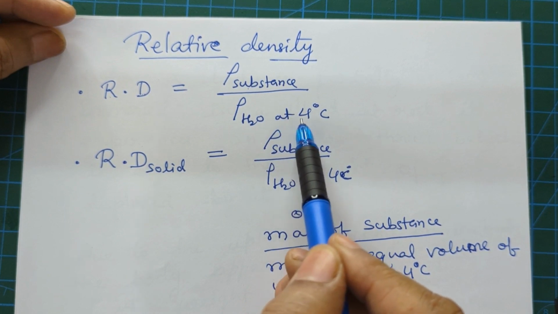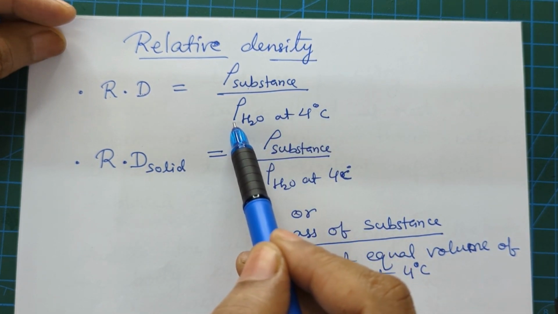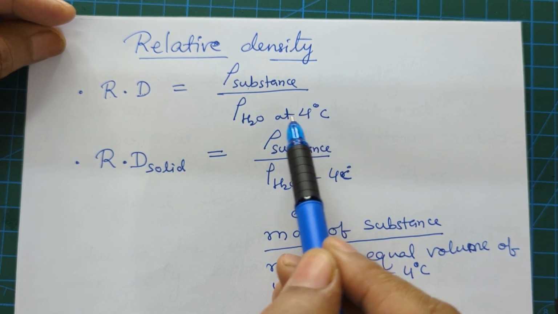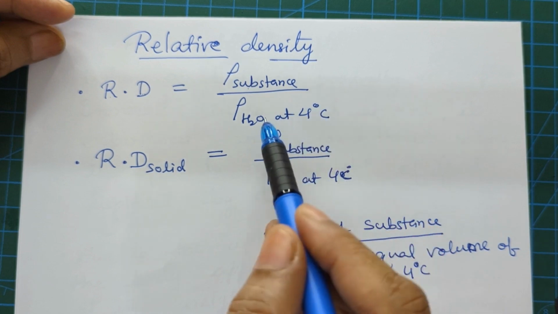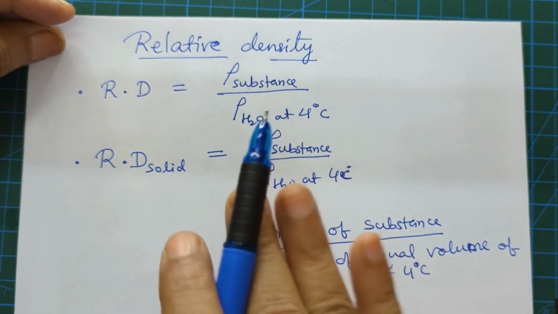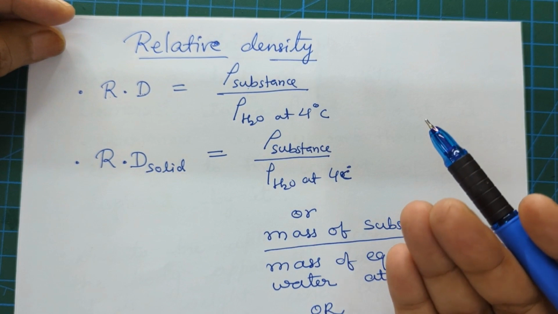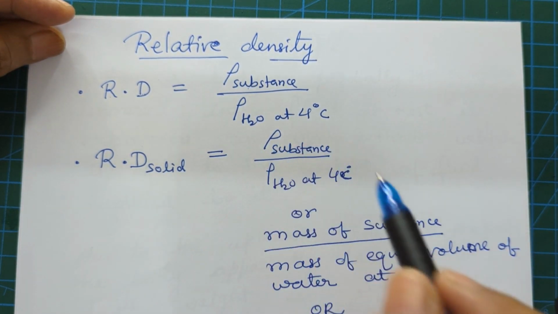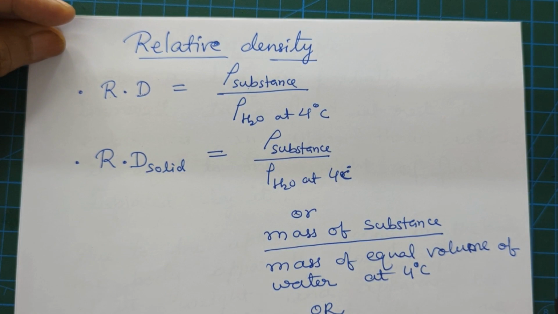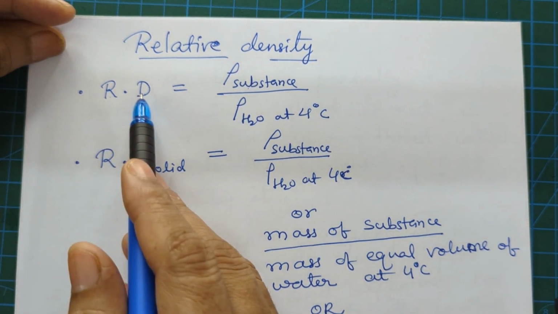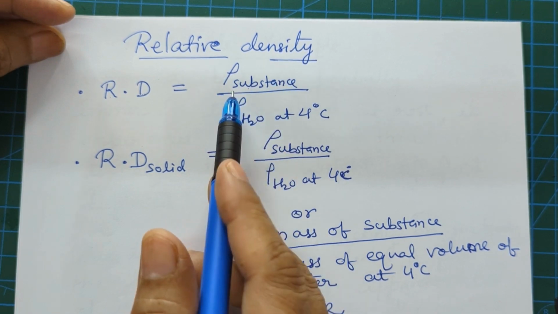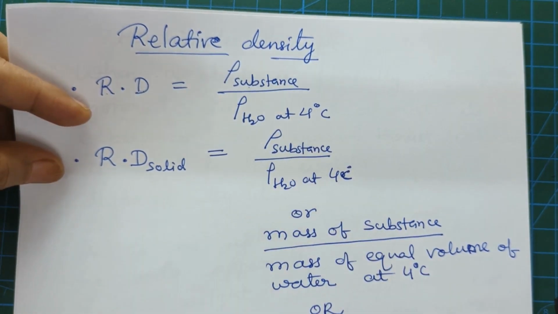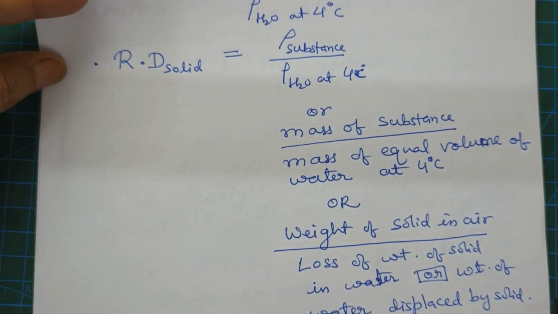So what about this 4 degrees Celsius? Density of water is taken at 4 degrees Celsius because water has its highest density at 4 degrees Celsius. It's not at 0 degrees Celsius, when liquid gets converted to ice or ice gets converted to liquid. It's not that. Water has highest density at 4 degrees Celsius. That is why relative density is calculated as the ratio of density of any substance by density of water at 4 degrees Celsius. So when we want to find relative density of a substance, we have different formulas.